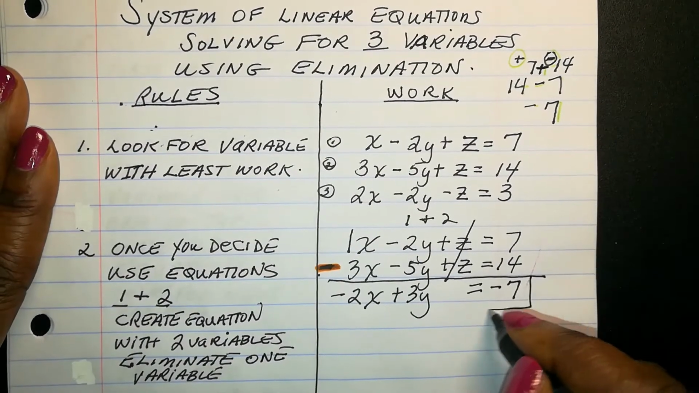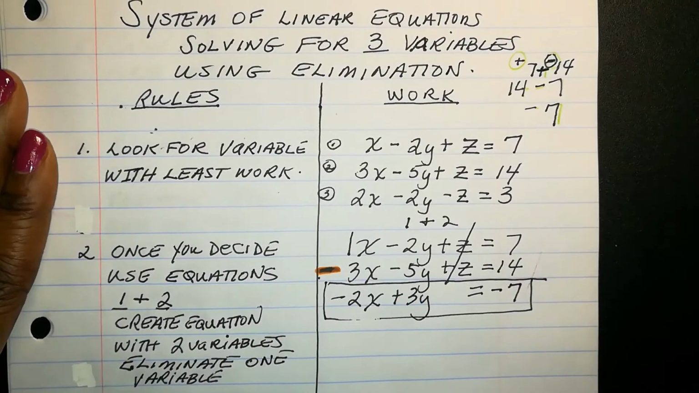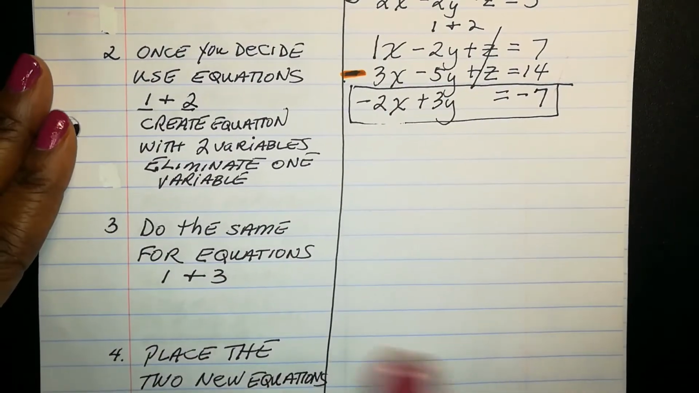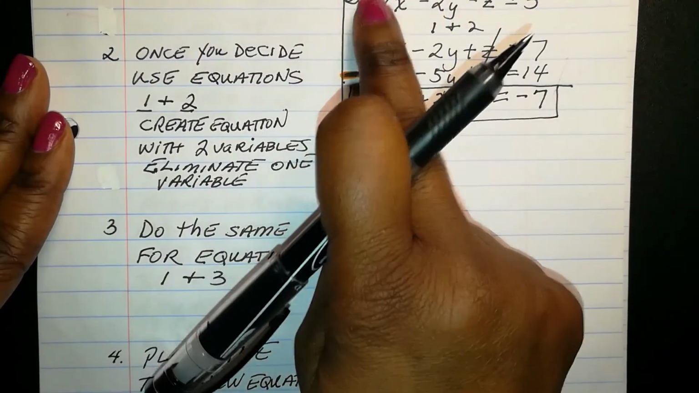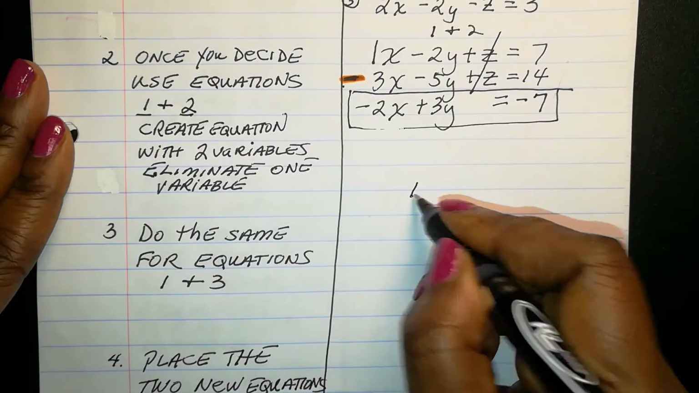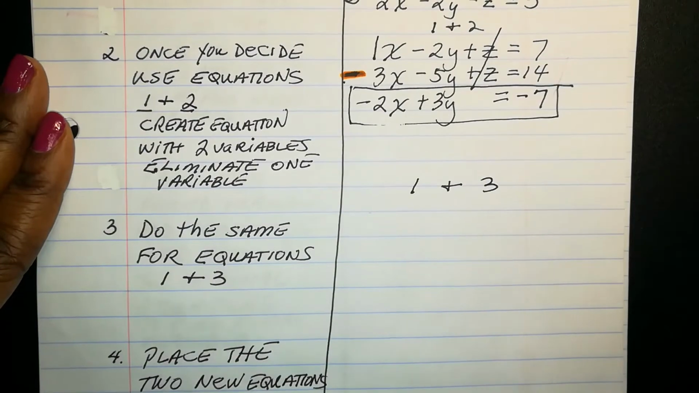Now, this is the equation that we have at this point. If you notice, it says to do the same for equations 1 and 3. Let me move it up so you can see. We have 1, 2, 3 equations. We're going to take equation 1 and equation 3 and do the same exact thing we did here.